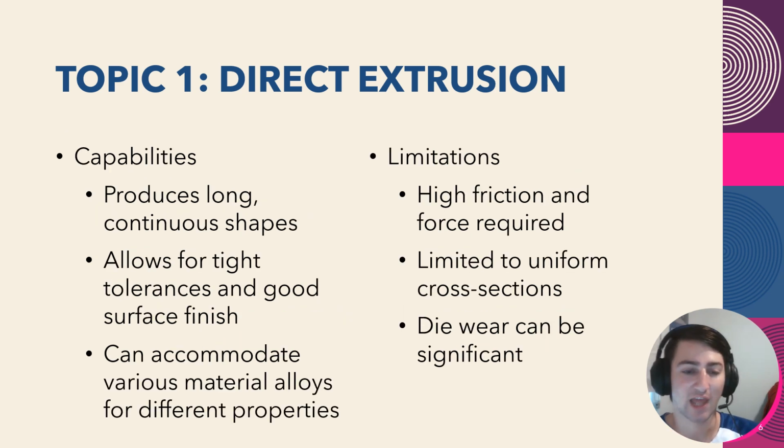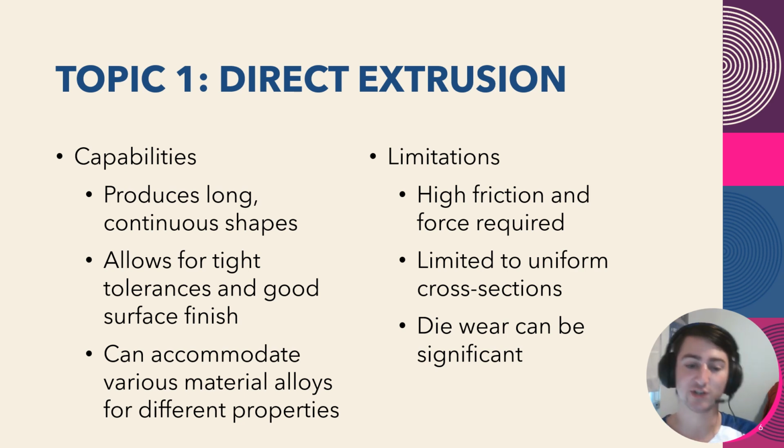And lastly, for the capabilities and limitations, it's capable of producing, again, long continuous shapes. It allows for tight tolerances and good surface finish based on the kind of die you use. It can also accommodate various material alloys for different properties. Again, we talked about aluminum and steel, but you can do all sorts of different materials.